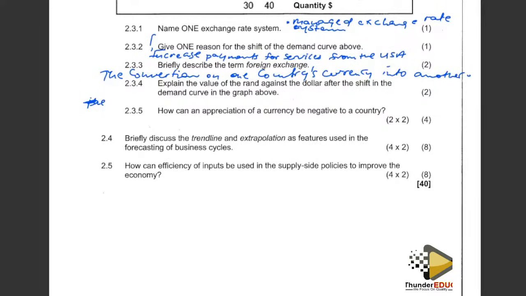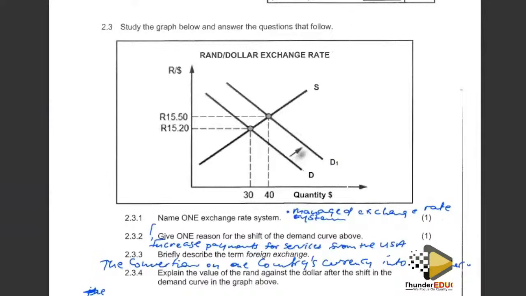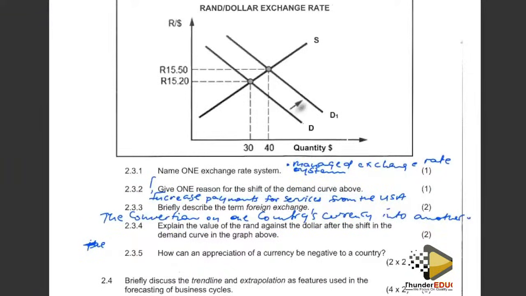Let's move on to the next one, which is 2.3.4. Explain the value of the rand against the dollar after the shift in the demand curve in the graph above. So if we check the graph above, the question says that we must explain the value of the rand against the value of the dollar after the shift in the graph. If we check there, the rand has decreased in value against the dollar, and also the rand has depreciated against the dollar. So in this regard, we are saying that the rand has decreased in value against the dollar.